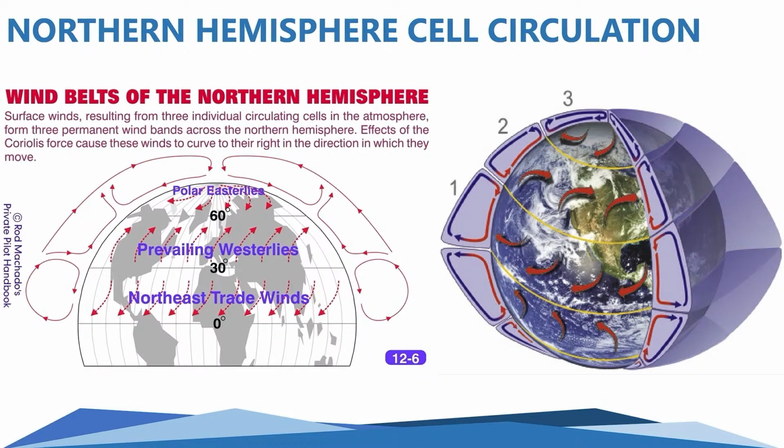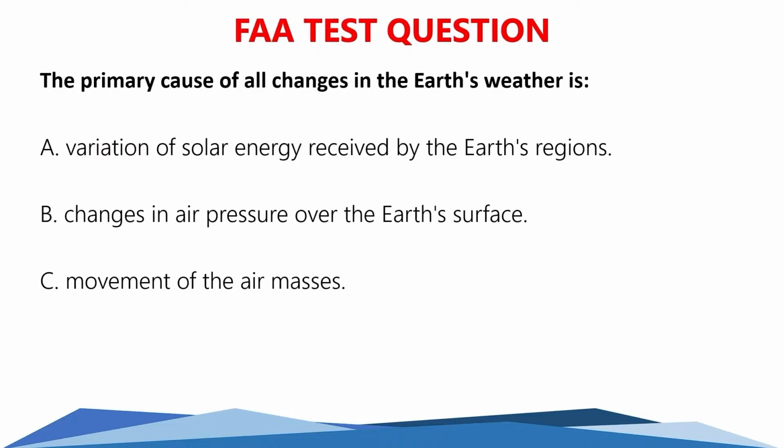All right, let's go ahead and take a look at your very first question. That was a lot of information, trying to give you a bigger picture idea of what to think about. Like I said, some of those topics are a little bit more advanced, but at the end of the day, this is what we want to know. Primary cause of all changes in the Earth's weather is it A, variation of solar energy received by the Earth's regions, B, changes in air pressure over the Earth's surface, or C, movement of the air masses? Yep, so once again, in the United States, we get the prevailing westerlies.